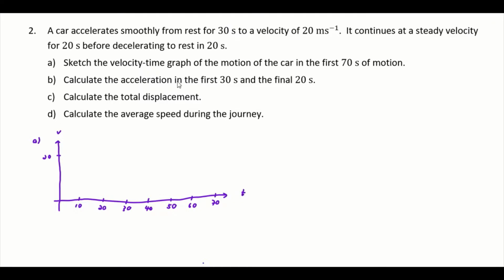Alright, so now same thing here. From the starting, the car is from rest. From rest meaning that it will start from the velocity of 0. Then after that, it accelerates smoothly, which means that the acceleration is a constant one. So you know that the graph will be a straight line as well, up to the velocity of 20. So for 30 seconds, right? For 30 seconds to a velocity of 20. So 30 seconds, 20. So it's like here.